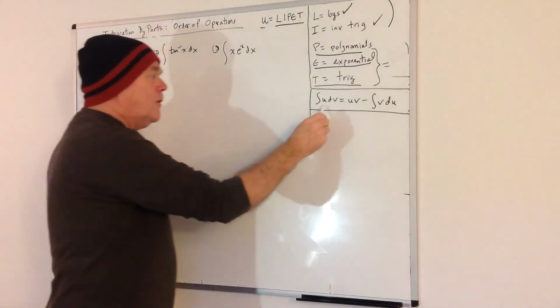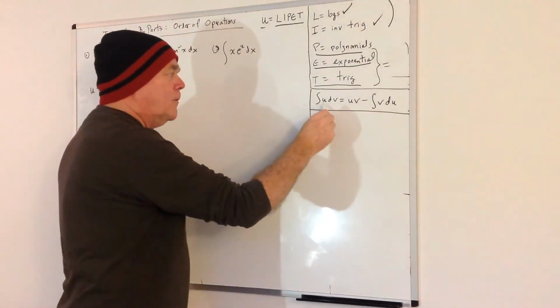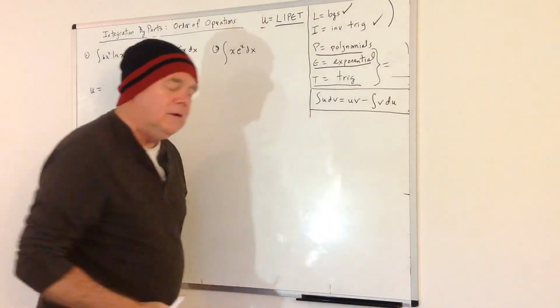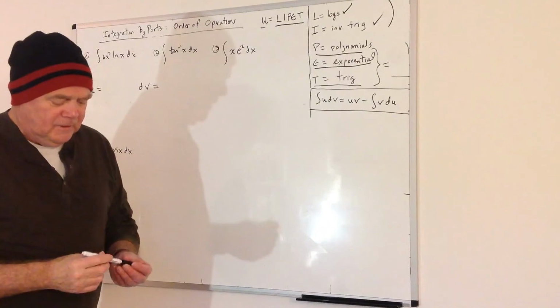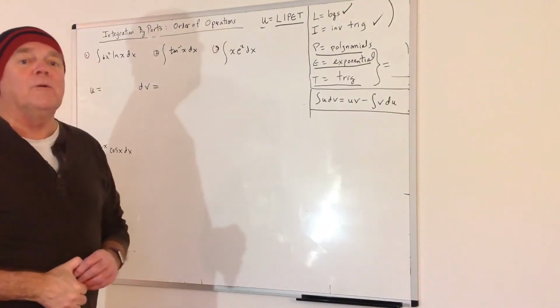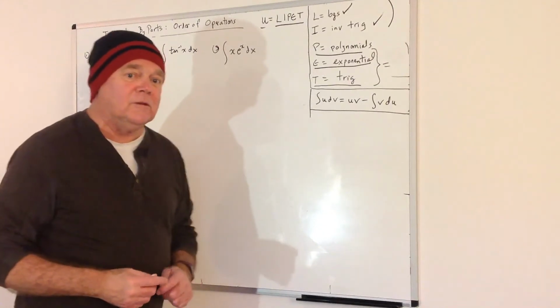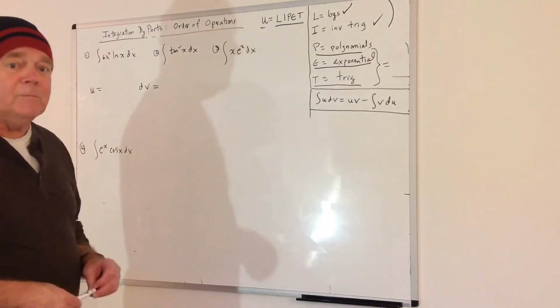Of course, this is our integration by parts formula. Integral u dv equals uv minus the integral of v du, which is really the undoing of the product rule. So we don't have time in today's video to look at that, but you can look that up on another site.